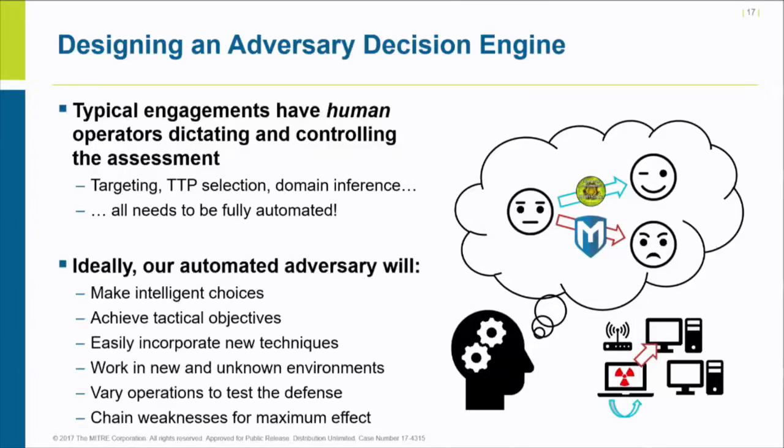So we came up with some requirements. We want to make intelligent choices for our adversary. We want to achieve tactical objectives like an adversary does. We really want to easily incorporate new techniques. I don't want to have to recompute a finite state machine. I just want to make a new technique, throw it into the system, and let it go. I also want to work in new and unknown environments. By that, I mean, I don't want to have to configure CALDERA and say, okay, these are the hosts on my network, these are the credentials on my network, these are the shares. I don't want to tell it any of that. I want to tell CALDERA, okay, it's installed. Go have fun. Go be an adversary. I also want to vary the operations, and then finally, I want to chain weaknesses for maximum effect.